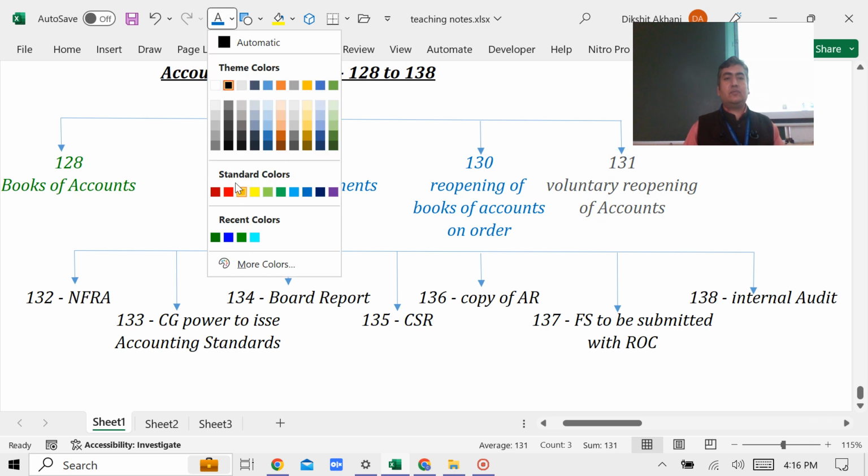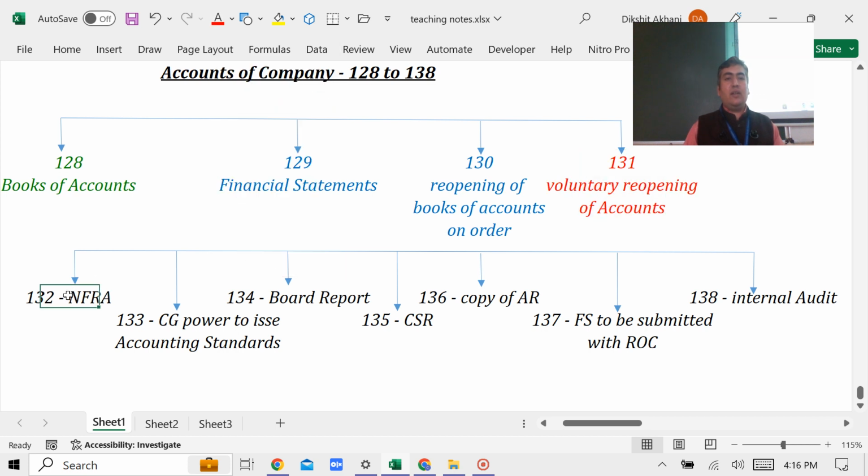131, not asked at all. NFRA is so far not asked. 133 not asked. 134, leave it. 135, oh god. This you leave. It's fine if you don't do it. This is very interesting.